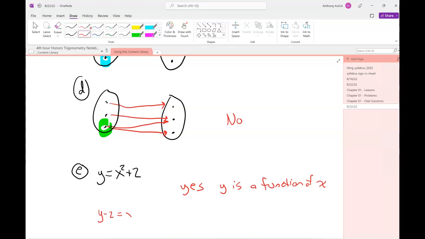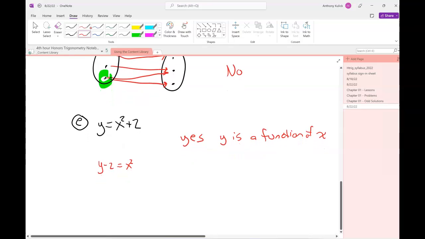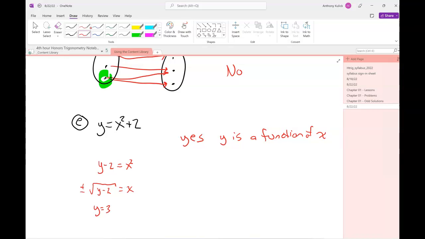Because if you get the x by itself, we'd subtract 2 from both sides. Then we'd have to square root both sides. And what do we have to have when we square root both sides of an equation? Plus or minus. So for example, when y equals 3, x would equal plus or minus 1. There's a case where one input has 2 outputs.